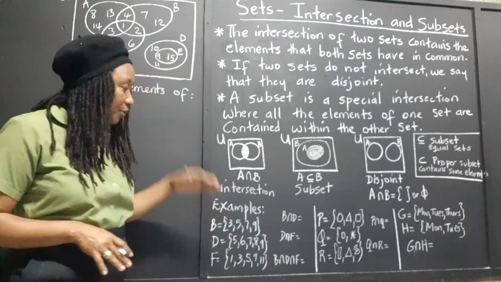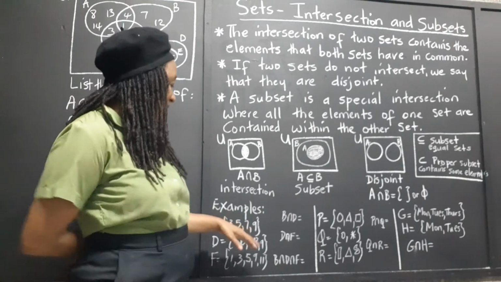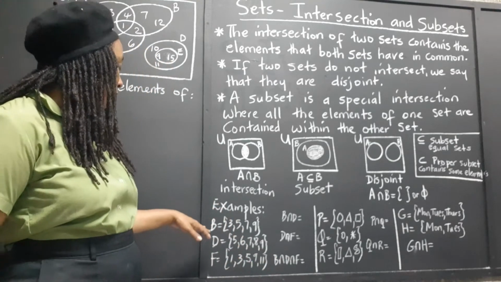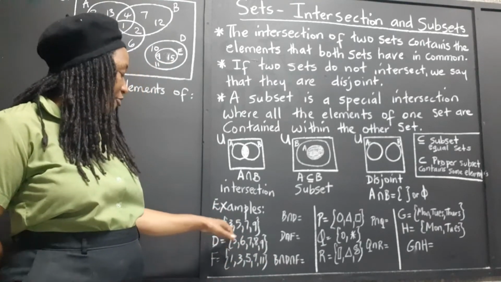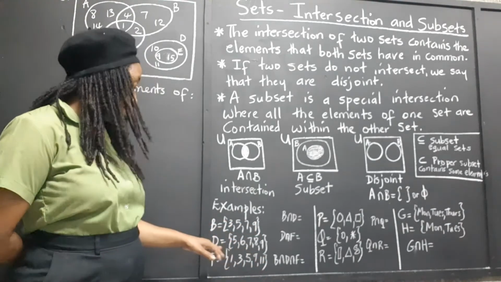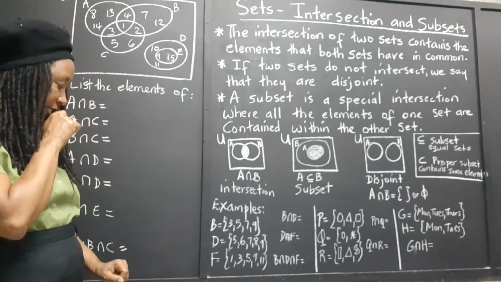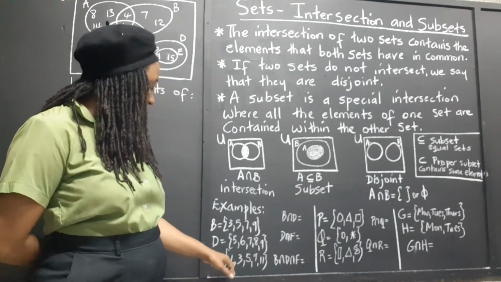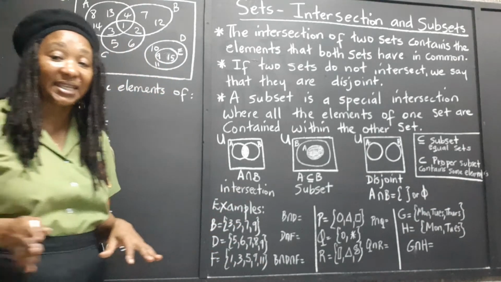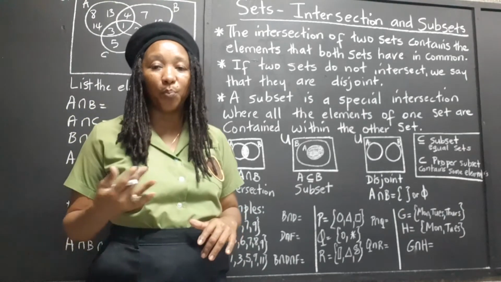Alright, now what we're going to do in our activity here, we're going to list the intersection of the sets. So set B has elements 3, 5, 7, 9. Set D has elements 5, 6, 7, 8, 9. And set F has elements 1, 3, 5, 9, 11. So remember, their intersection is what's common to both, which elements are in both of them.